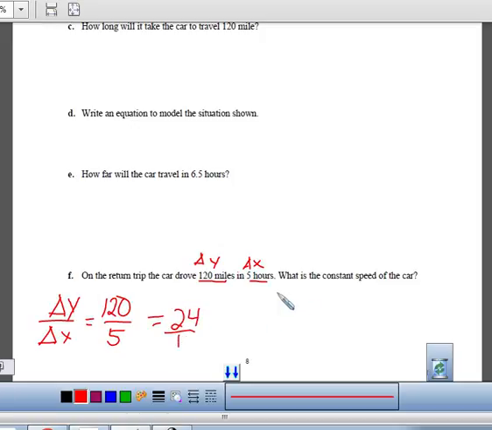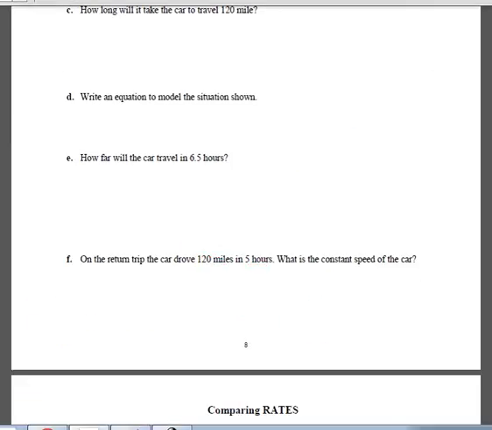What does that stand for? That means 24 miles per 1 hour. Alright? Okay, next page, page 9. We have comparing rates. I know the video is starting to get long, so I'm going to speed it up a little bit.